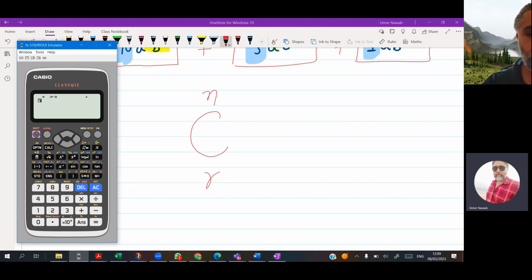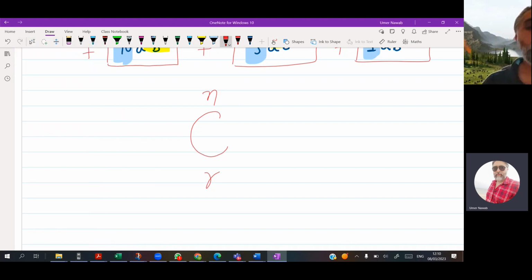I can write 5C5, it gives me 1. I can write 5C6. The calculator is not giving an answer. It means that the bottom one cannot be bigger than the top number n.